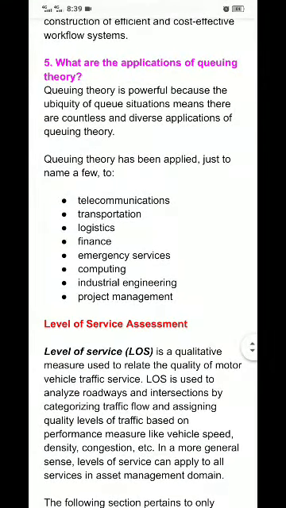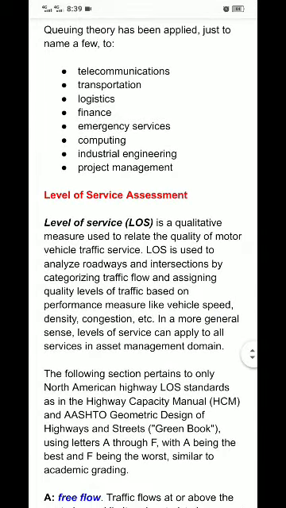So the fifth is, what are the applications of queuing theory? Queuing theory is powerful because the ubiquity of queue situations means there are countless and diverse applications of queuing theory. Queuing theory has been applied, just to name a few, in telecommunications, transportation, logistics, finance, emergency services, computing, industrial engineering, and project management. So let's move on to the last topic.